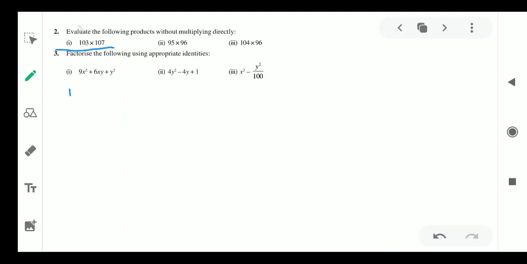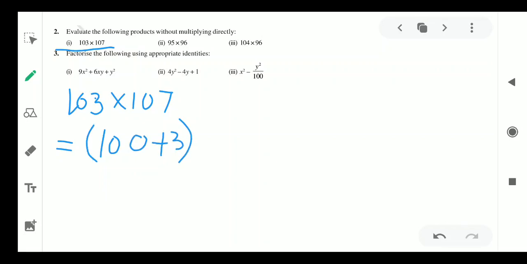So the first one is 103 into 107. First you have to try to write it as, for example, 103: how will you write it? 100 plus 3, into 107, you can write 100 plus 7. Now after writing 103 into 107 like this, it is in the form of one of the identities. Which identity is related here?